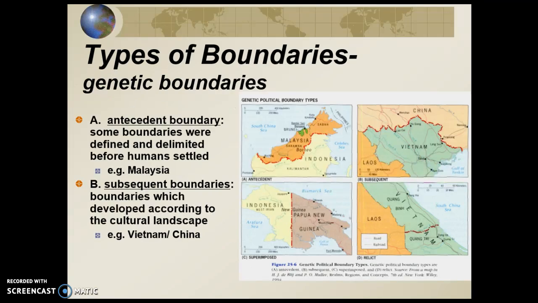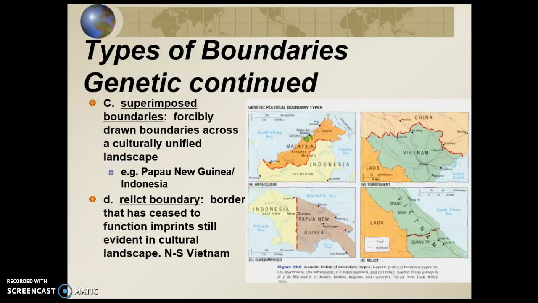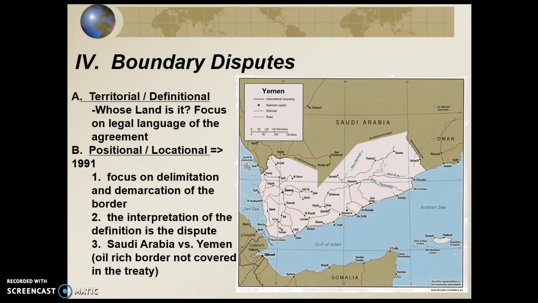Other types of boundaries, you have these genetic boundaries. Sometimes boundaries are established by ethnicity, right? So, for example, in Malaysia and Indonesia, there's ethnic Indonesians, ethnic Malaysians, ethnic Bruneians, and sometimes those are defined before humans settled, and they're cultural ethnic. We can have superimposed boundaries, ones that are forcibly drawn by someone else. And we can have relic boundaries, borders that have existed, but we really don't need them to exist anymore, like North and South Vietnam. They're one Vietnam, no more border.